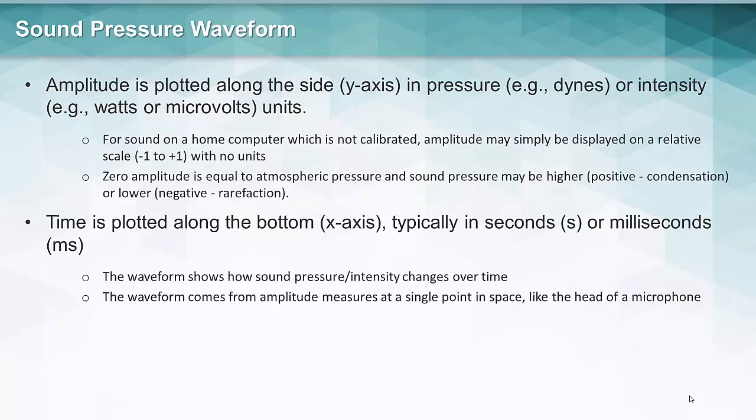In the sound pressure waveform, time is plotted along the x-axis from left to right. So the waveform shows how the sound pressure or sound intensity changes over time. This is measured at a single point in space, the head of the microphone that is recording the sound.